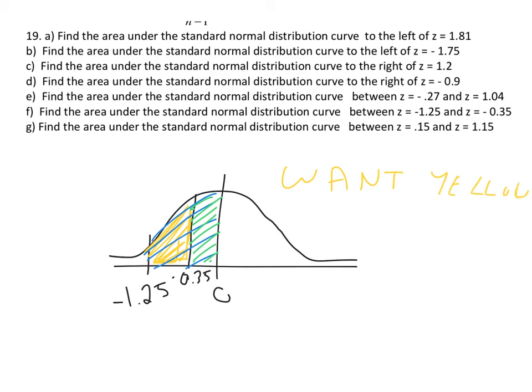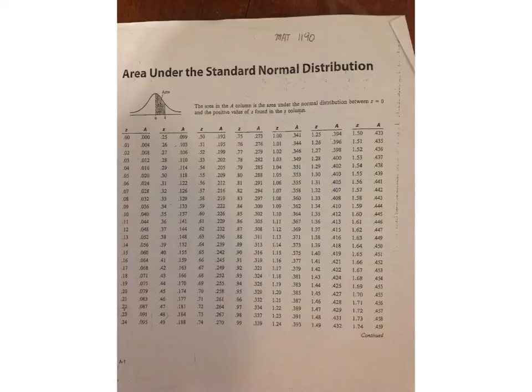what you can hopefully see from this picture is that the way that you get the yellow is by taking the blue minus the green. The blue is this whole region. If you take off the green, what you're left with is the yellow. Since that's what we're interested in, that's what we want to do. So again, the blue is what we get if we look up 1.25, and the green is what we get when we look up 0.35.